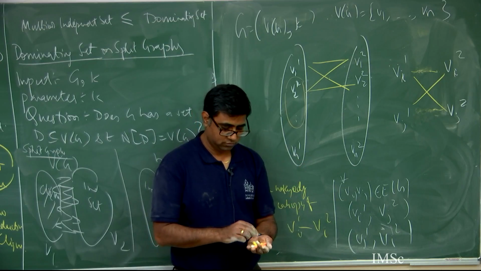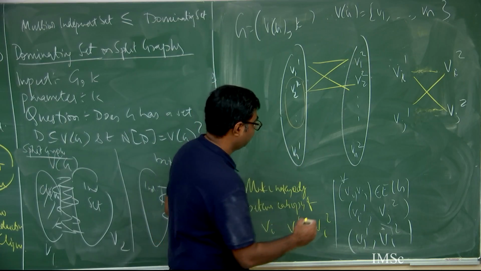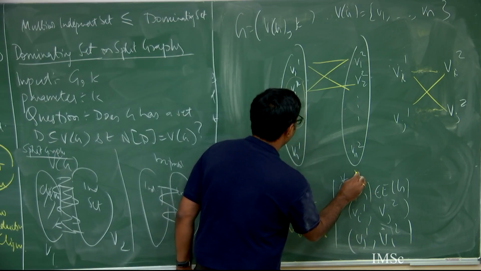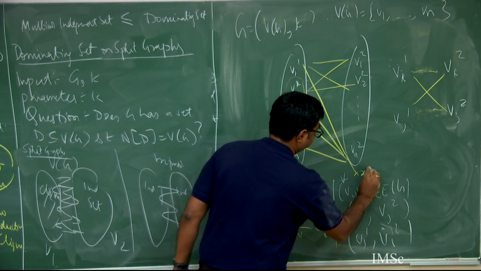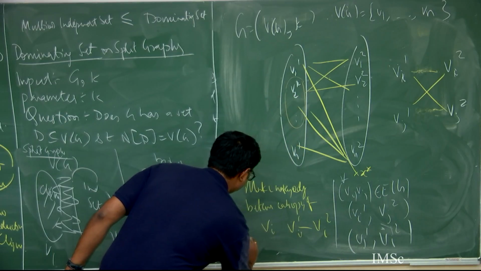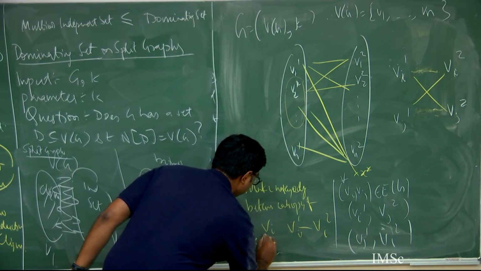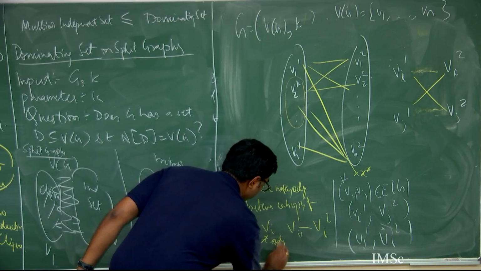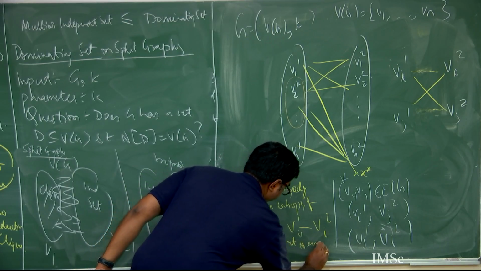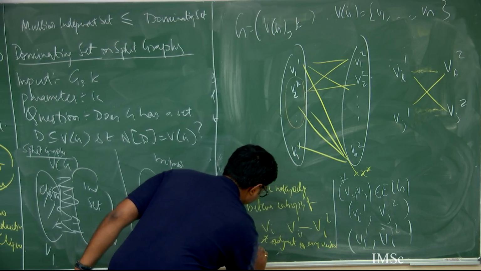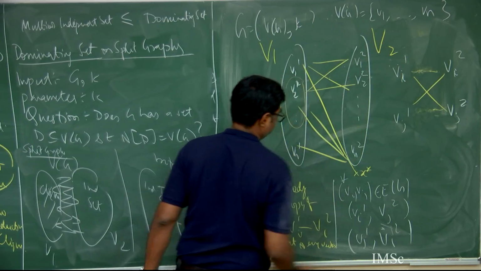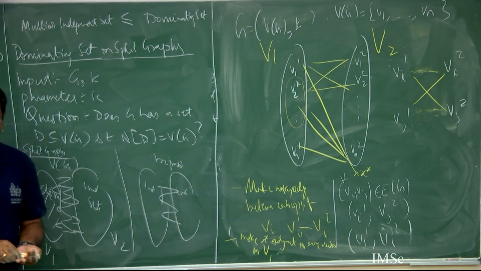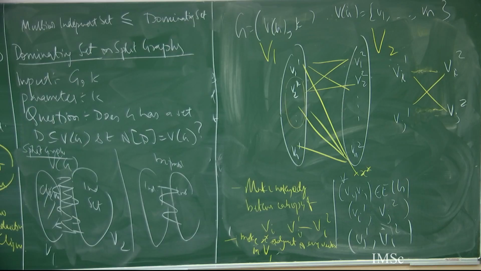So you just do a trick. What you do? You make a vertex here, and let's call it x star. Make x star adjacent to every vertex in V1. Let's call this capital V1, capital V2. Now I would definitely like to pick x star into my solution. How do I force that?